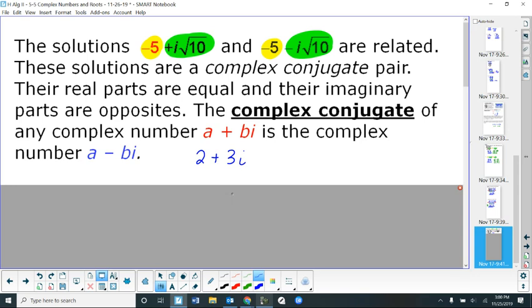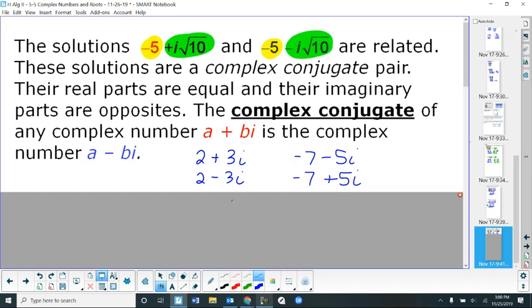So another one would be 2 plus 3i. The complex conjugate to that is 2 minus 3i. If I give you negative 7 minus, let's not use 3 again, let's say 5i. Okay. The complex conjugate, the real part stays the same. It's the imaginary part that changes. Those are complex conjugates. So the real part stays the same. It's the imaginary part that is opposite. So these are called complex conjugates.